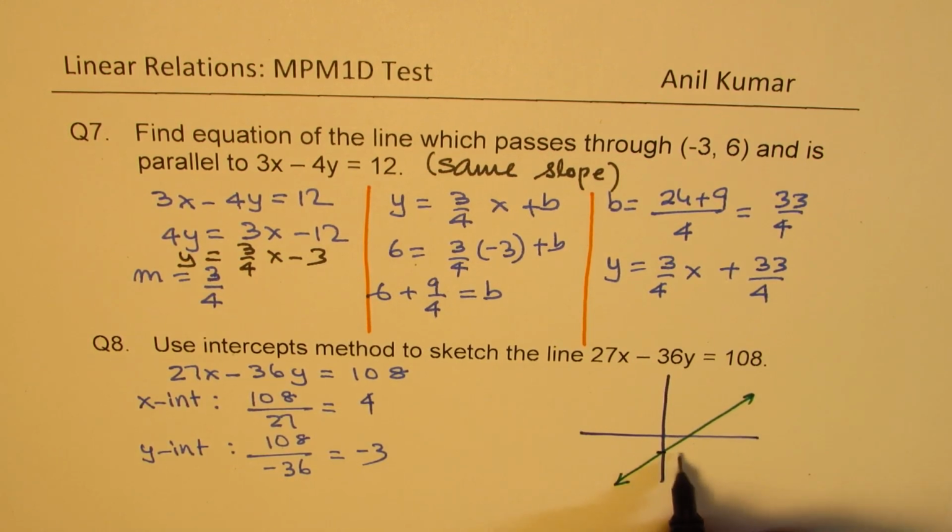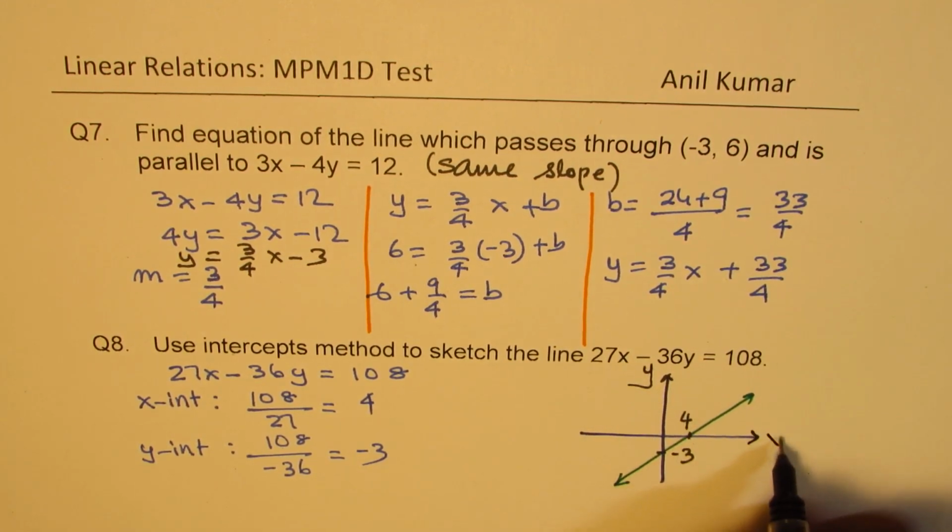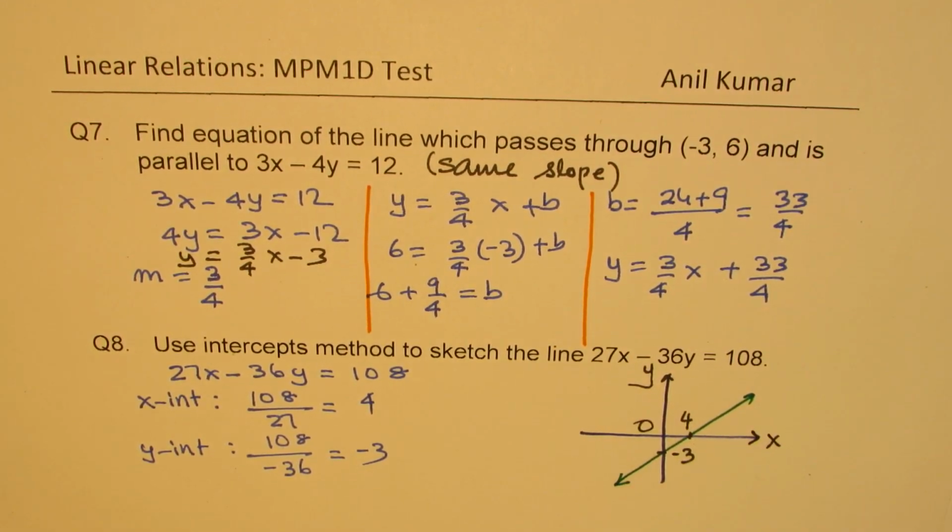Where this point here is minus 3, the y-intercept, and that point is 4. So that becomes y, this is x, and that is 0. Does that make sense to you? So whenever you're given a line in standard form, finding intercepts and then sketching is far better.